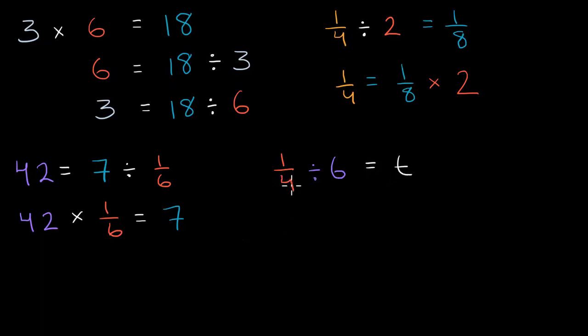So if 1/4 divided by 6 is equal to t, based on all of the examples we've just seen, that means that if we were to take t times 6, we would get 1/4. So we could write it this way. t times 6 is going to be equal to 1/4. If this isn't making sense, I really want you to think about how this relationship is really just the same relationship we saw up here. The only new thing here is instead of always having whole numbers, we're having fractions and representing some of the numbers with letters.